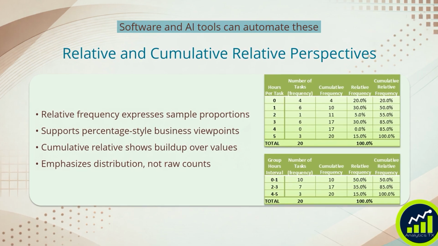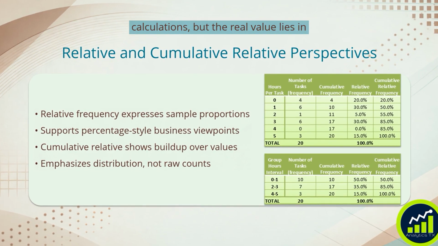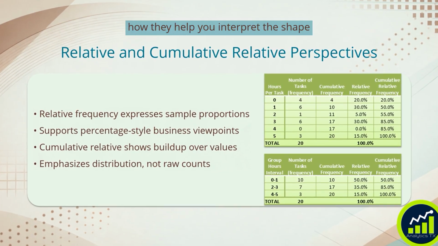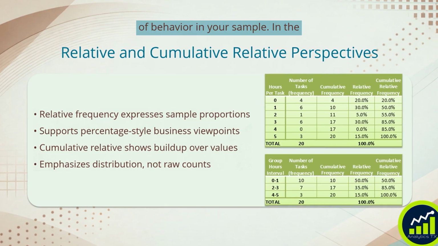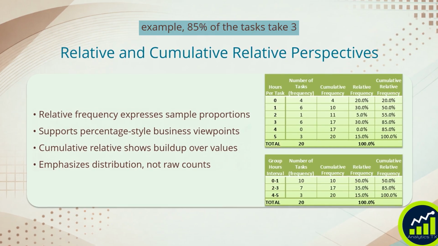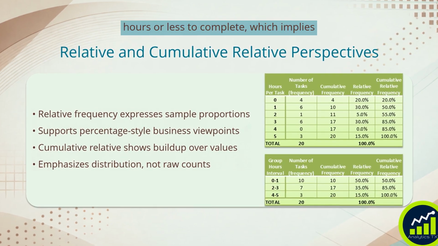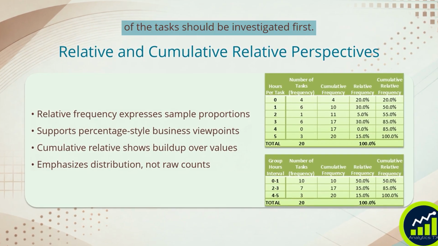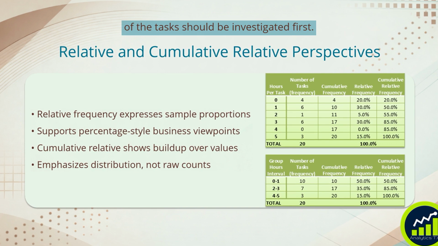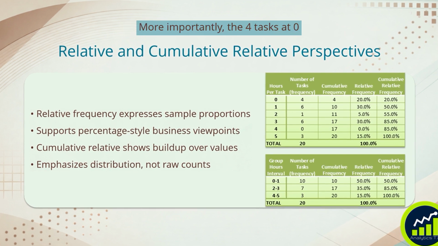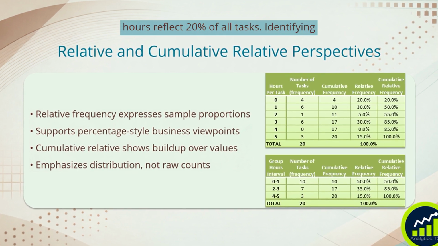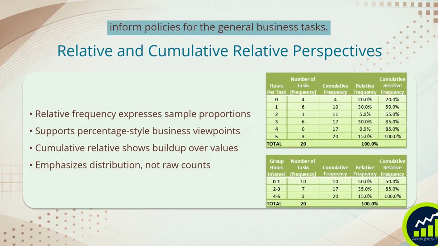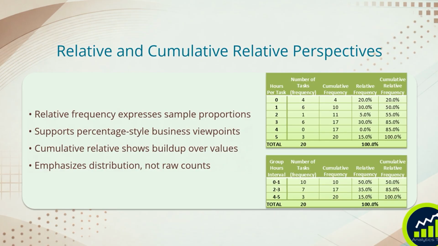Software and AI tools can automate these calculations, but the real value lies in how they help you interpret the shape of behavior in your sample. In the example, 85% of the tasks take 3 hours or less to complete, which implies that for improving efficiencies, the top 15% of the tasks should be investigated first. More importantly, the 4 tasks at 0 hours reflect 20% of all tasks. Identifying what results in that speed could help inform policies for the general business tasks.